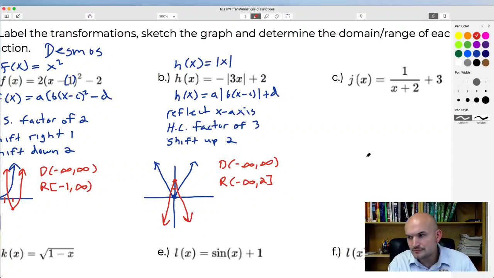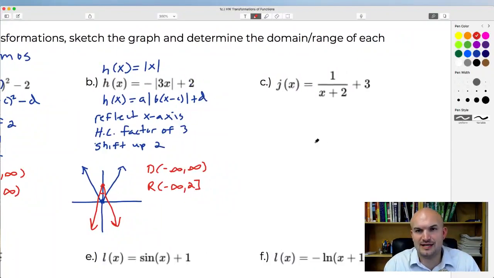Okay. So now into the next one here, we're going to have the absolute value. Not the absolute value, I got to slow down. It's not the absolute value. We're talking about the reciprocal function. So j of x equals 1 over x, all right?